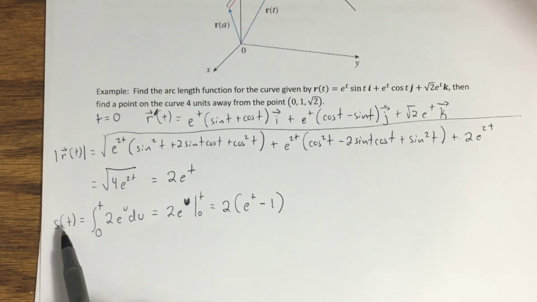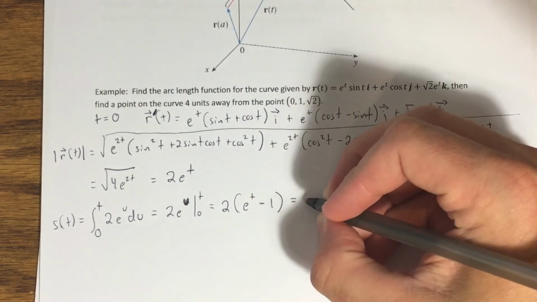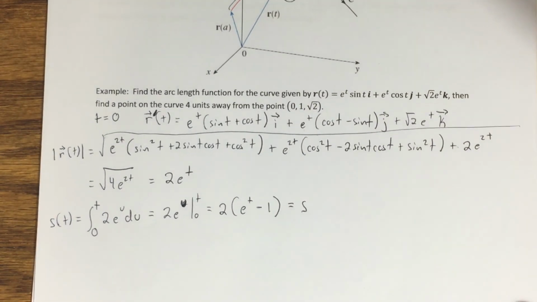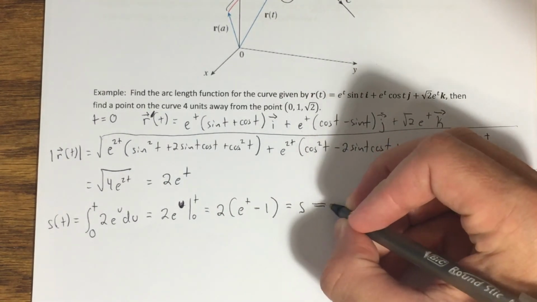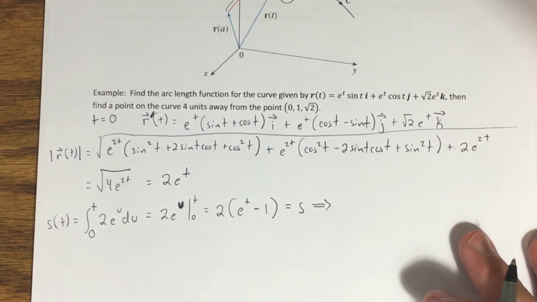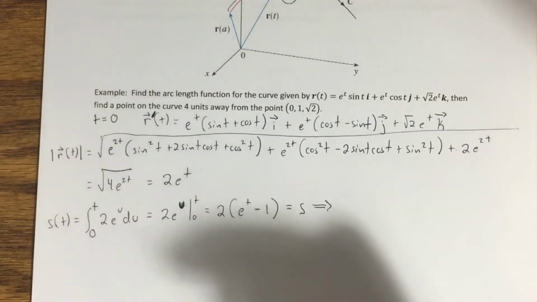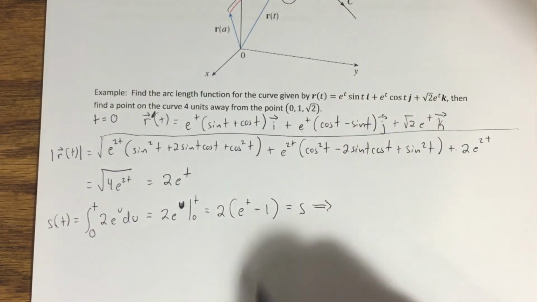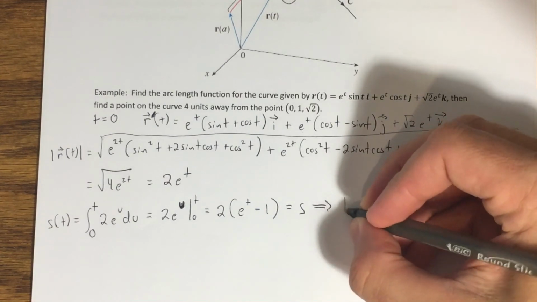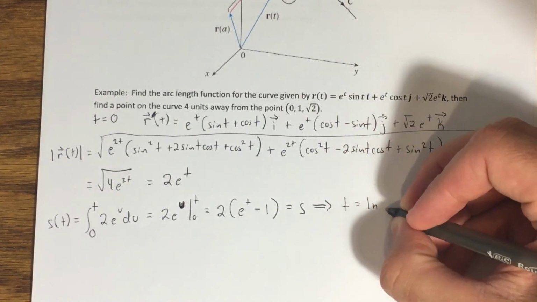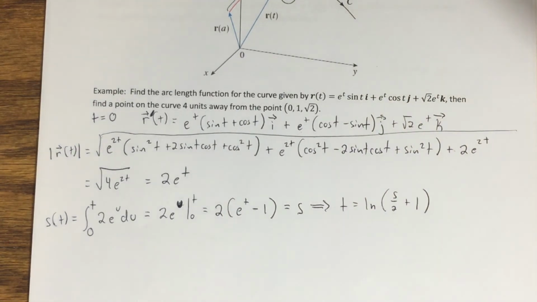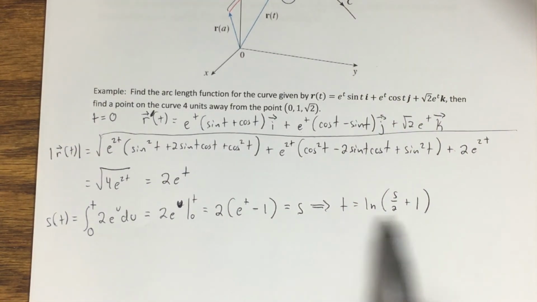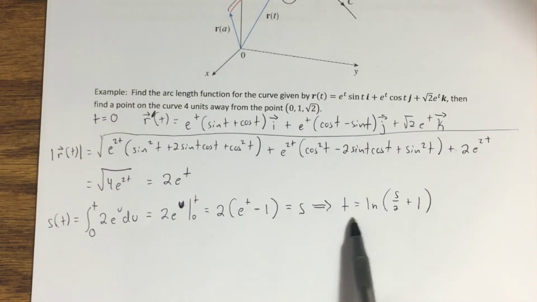I've been calling this s of t, but let's just call it s for the sake of thinking of s as a variable. What I want to do now is solve this equation for t. It's some straightforward algebra, so I'm not going to go through all of the steps, but basically divide s by 2, add a 1, take the natural log. So I get t equals the natural log of s over 2 plus 1. This was a 1-to-1 function which allowed me to do this. What do I do with this?